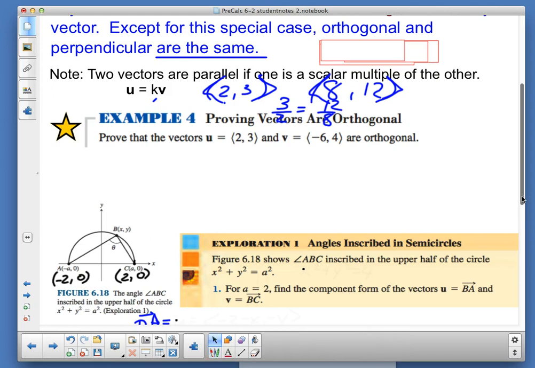But for this next problem, what I'd like you to do is prove that the vectors u and v are orthogonal by finding their cross product. Or dot product, excuse me, not cross product. So, dot product.